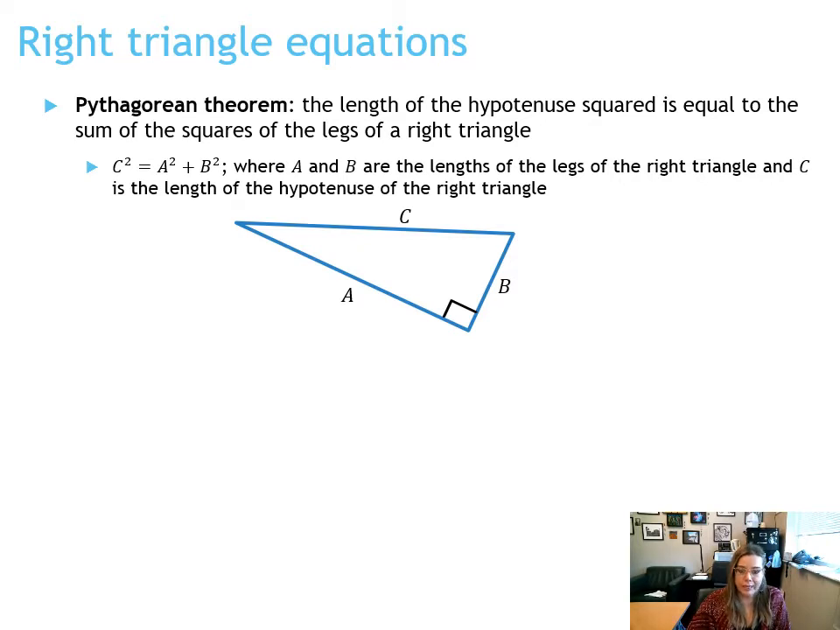So make sure that you label your sides correctly, that c is always the hypotenuse, which is opposite from the right angle. And then the two legs are just labeled a and b. It doesn't matter which is which when you're doing the Pythagorean theorem.